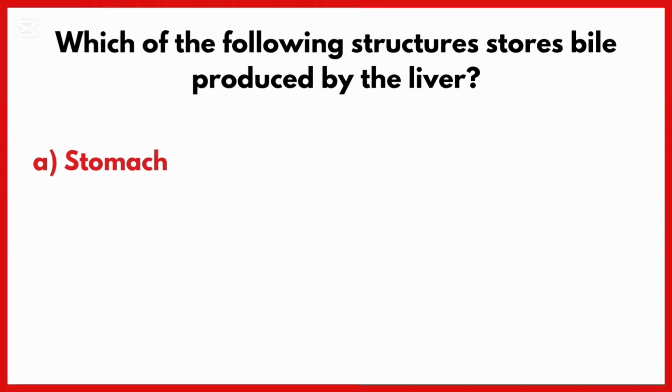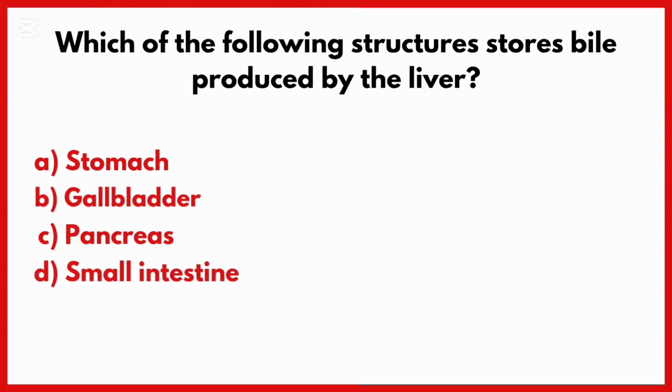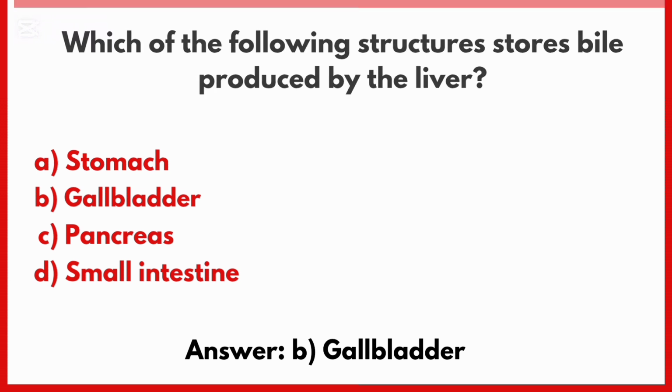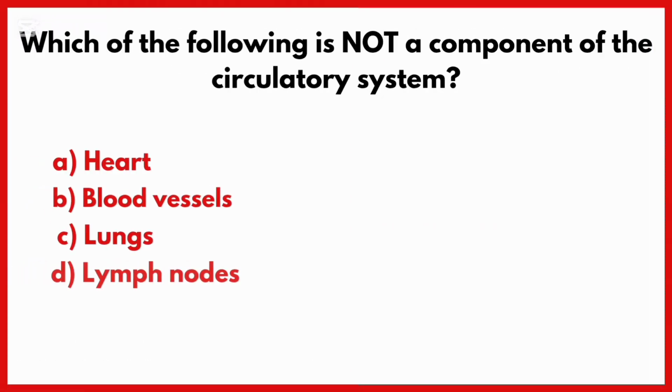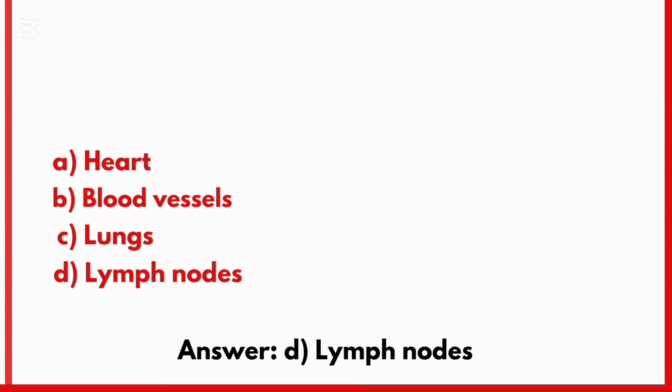Which of the following structures stores bile produced by the liver? Correct answer is option B, gallbladder. Which of the following is not a component of the circulatory system? Correct answer is option D, lymph nodes.